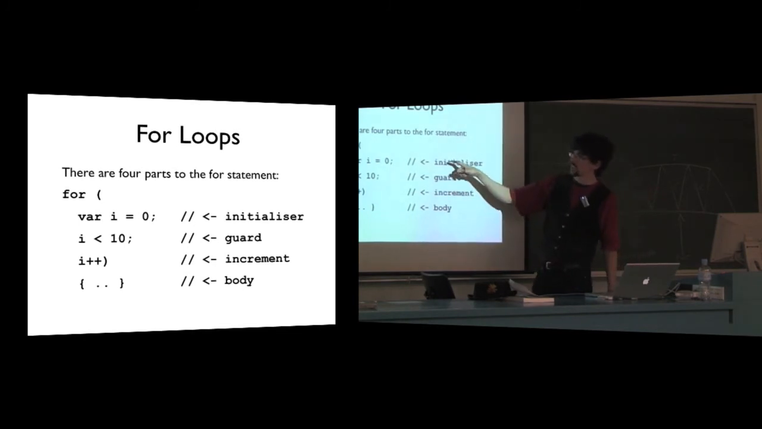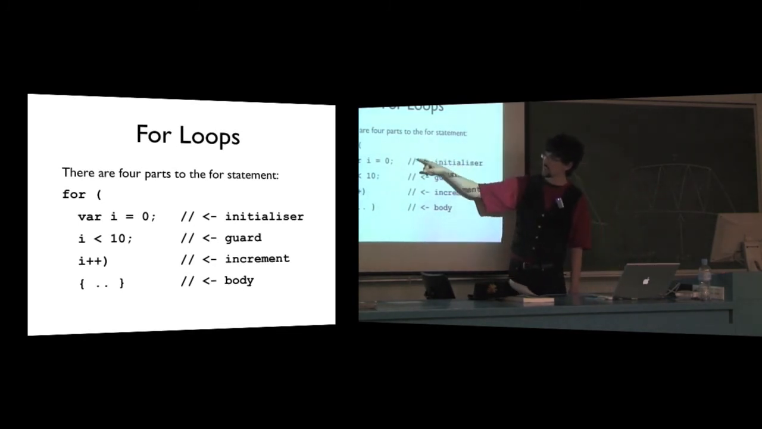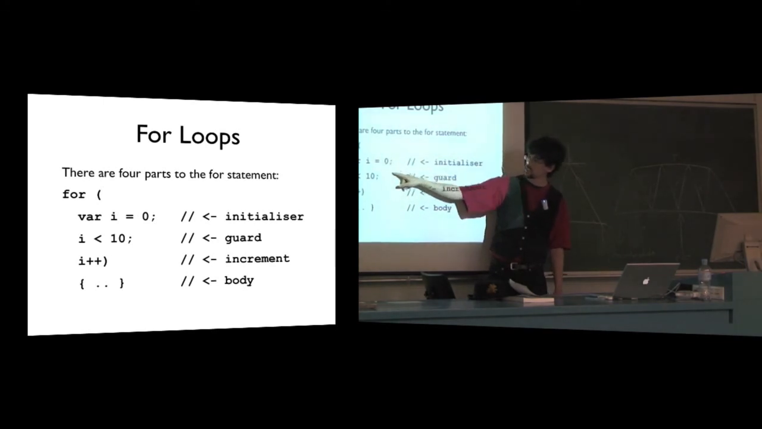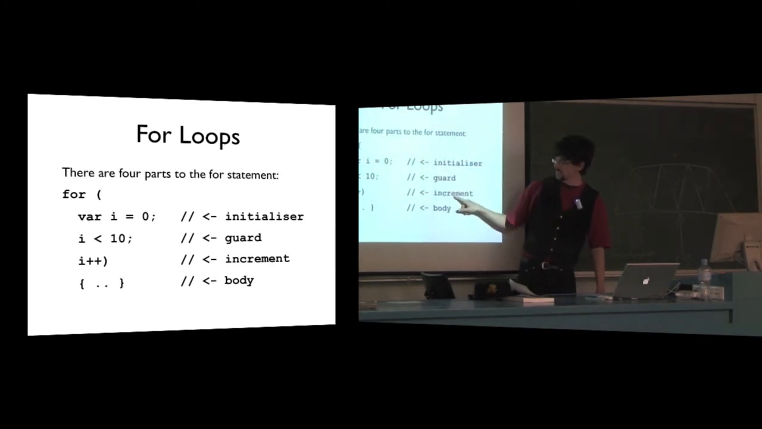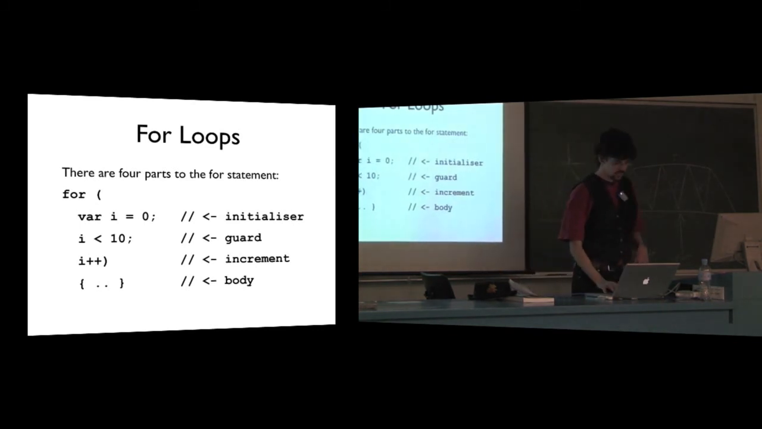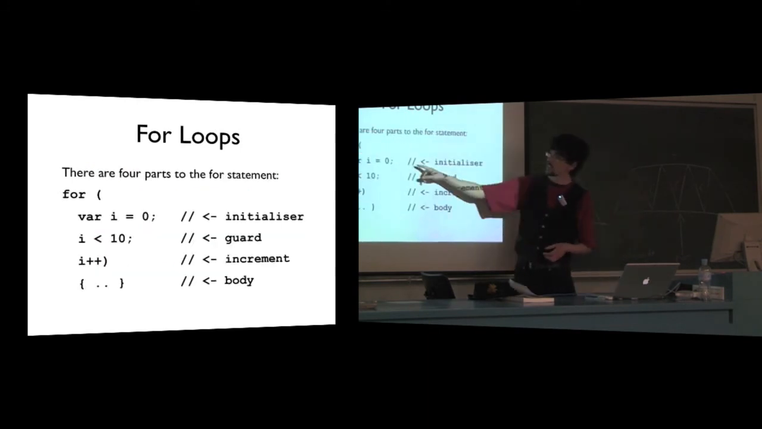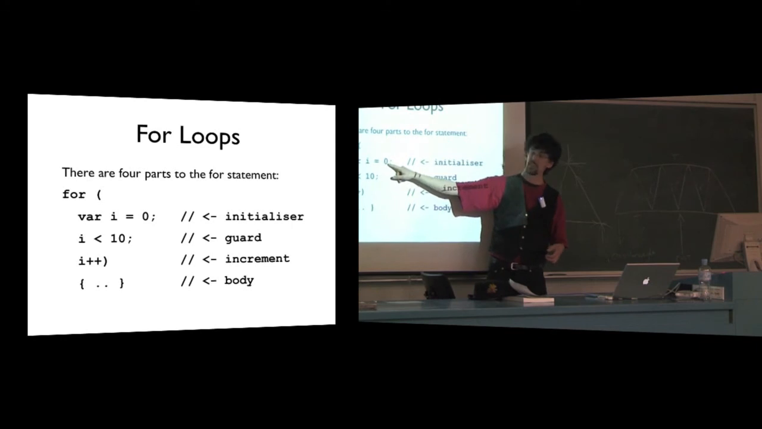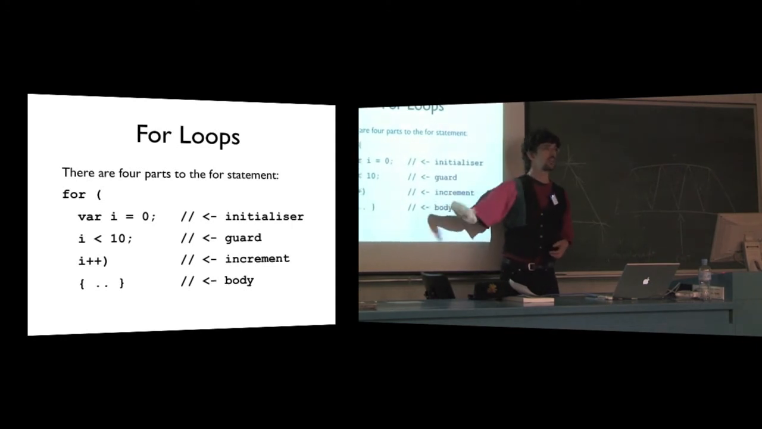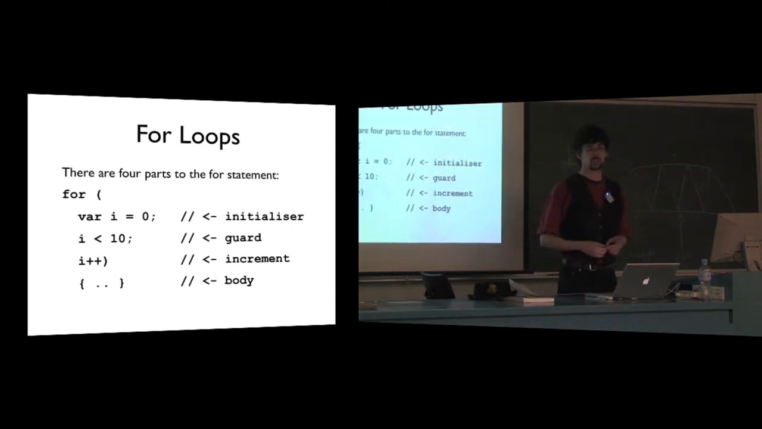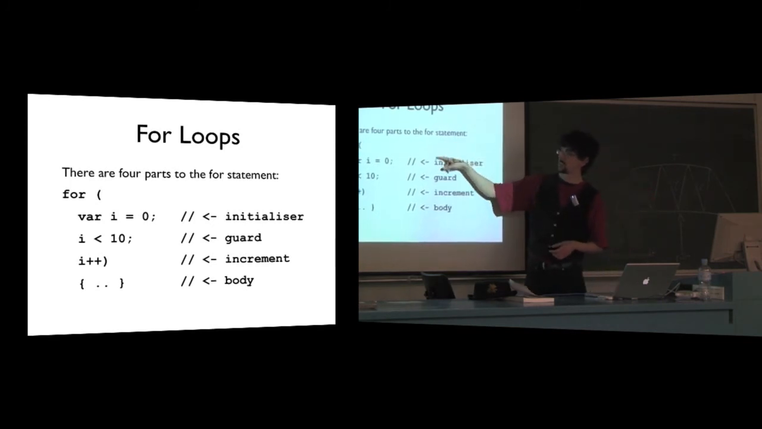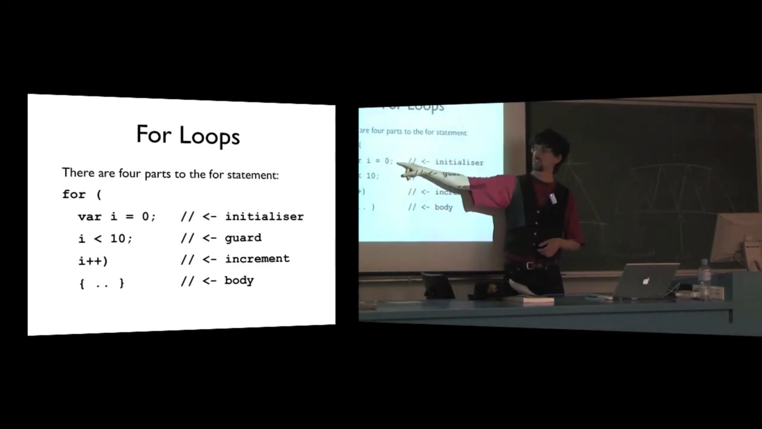So breaking it up, there are four important parts. There's the initializer, there's the guard, there's the increment statement, and there's the body. The initializer is run once when we start the loop, and it sets up the initial situation. In this case, our initializer creates a variable i and sets its value to 0. i is going to be our counter for how many times we're doing this loop. So the first time we run this loop, a new variable i is created and it has value 0.